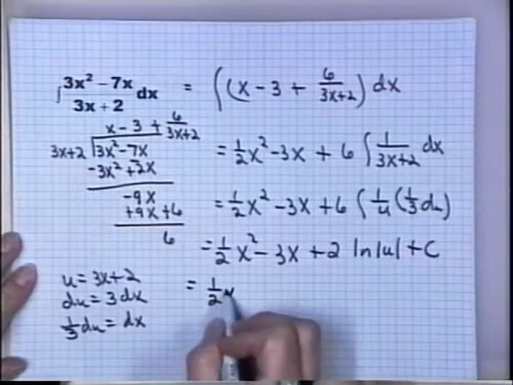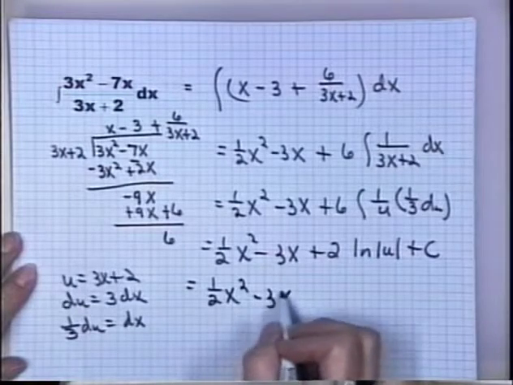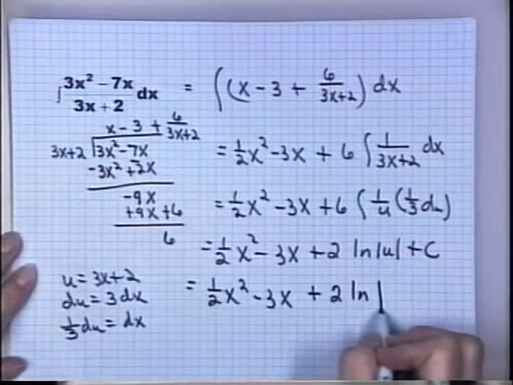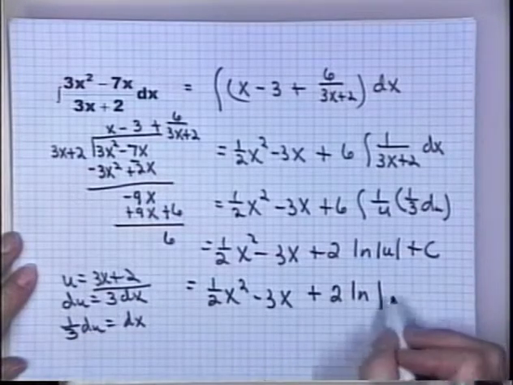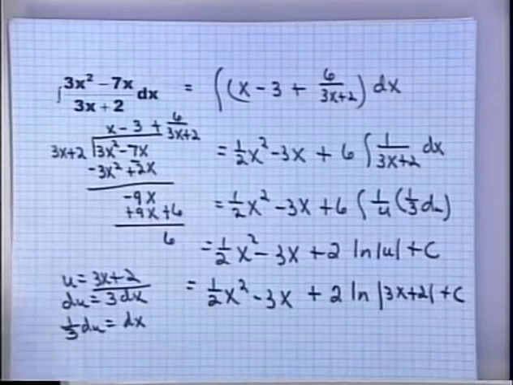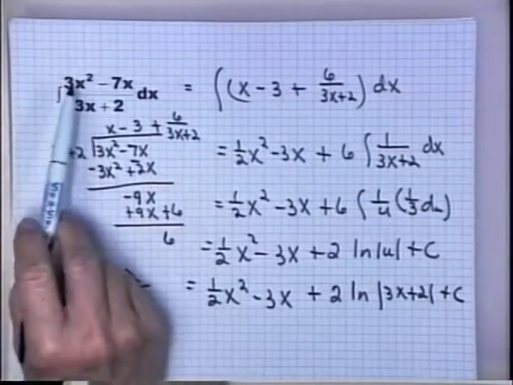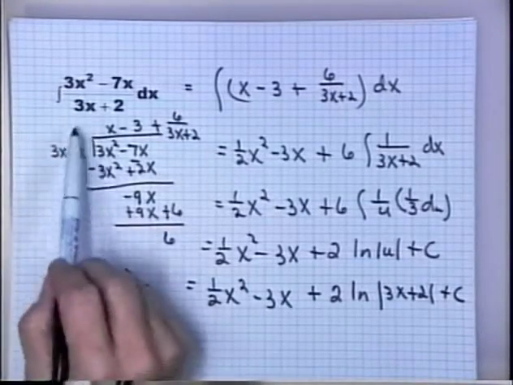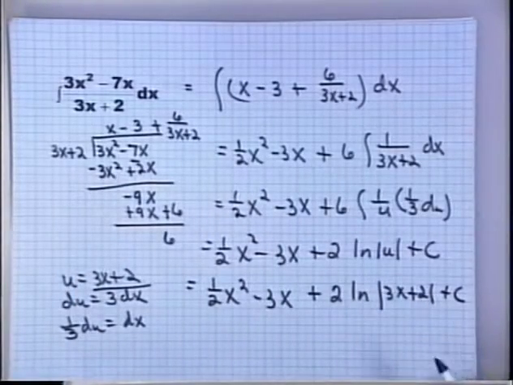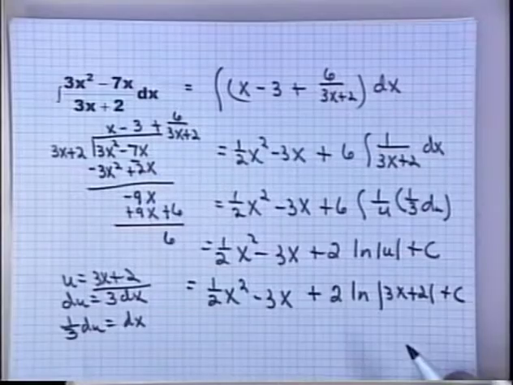And we're almost home. We just need to replace that u. 1/2 x squared minus 3x plus 2 times the natural log of the absolute value of 3x plus 2 plus c. Did you notice that once we recognized that this is improper and we needed to divide it out, once we got it in this form, it turned out to work out relatively easily.